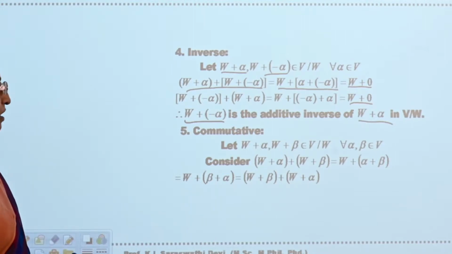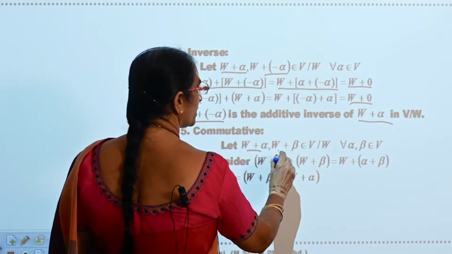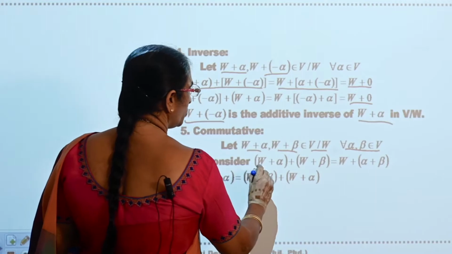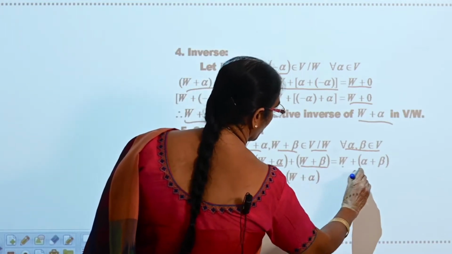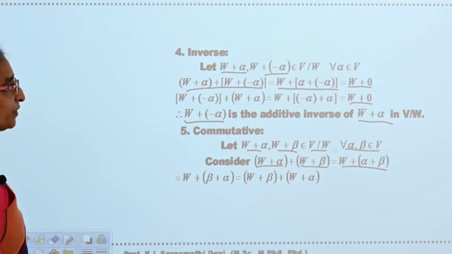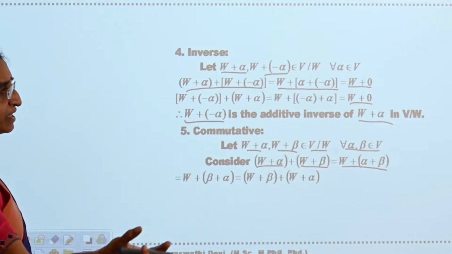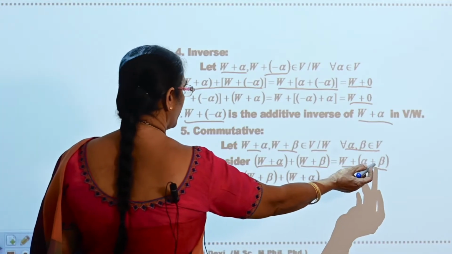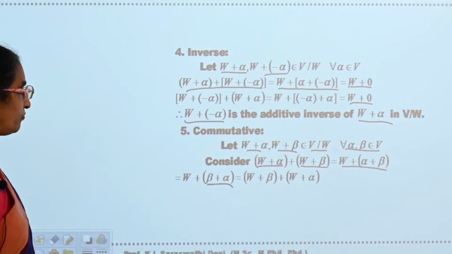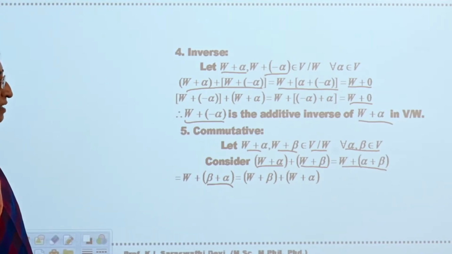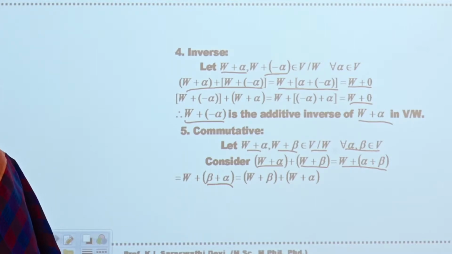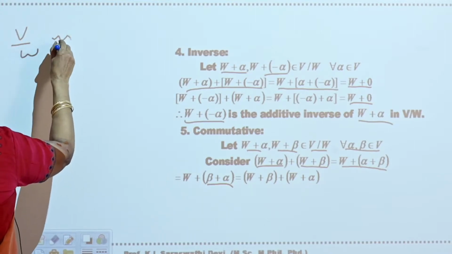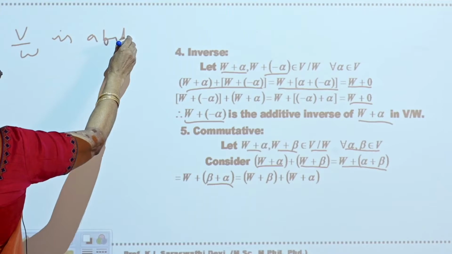Still commutativity. Now see, W plus alpha, W plus beta belong to V by W. For every alpha, beta, W plus alpha plus W plus beta is equal to W plus alpha plus beta. Now alpha and beta are elements of V, and V under plus is an abelian group, so commutativity is satisfied. Alpha plus beta can be written as beta plus alpha. So this will be W plus beta plus W plus alpha. So, according to the defined coset addition, V by W is abelian. Is it? V by W is abelian.